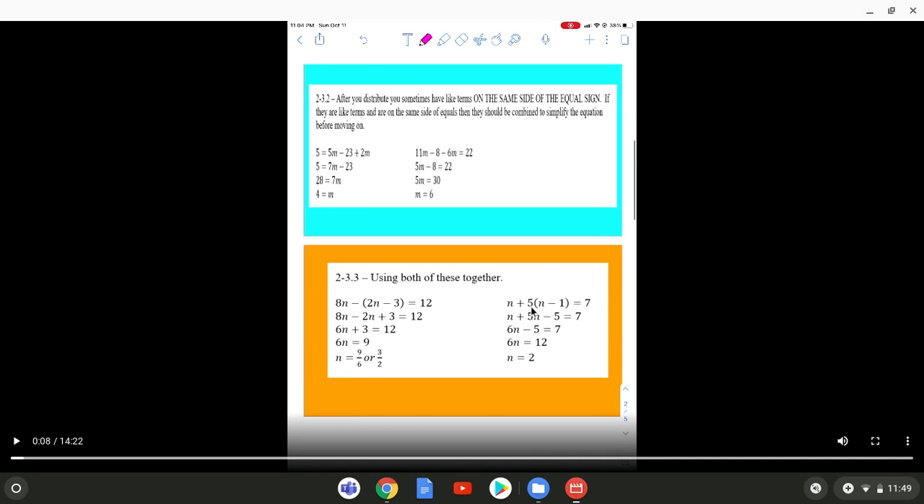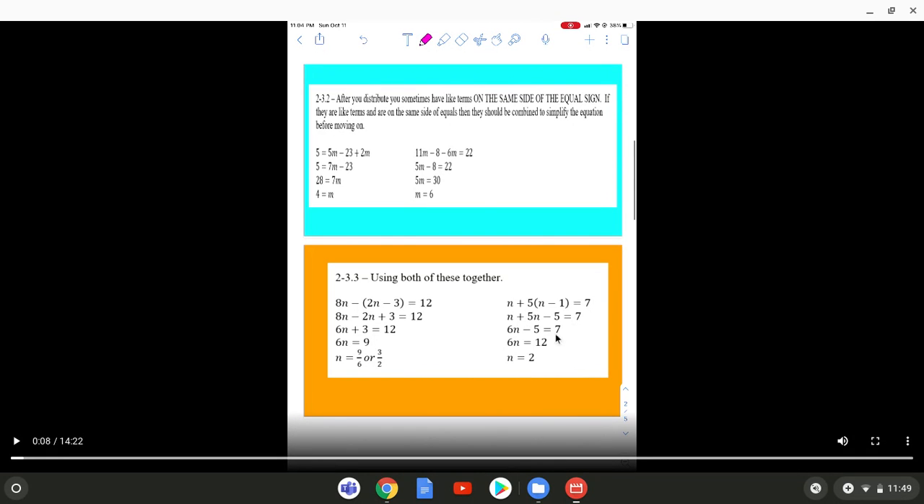So on the right side, I have n plus 5 times n minus 1 is equal to 7. I do 5 times n, which gives me 5n, and then 5 times -1, which gives me a -5. So now I'm going to combine like terms. So I have n plus 5n.